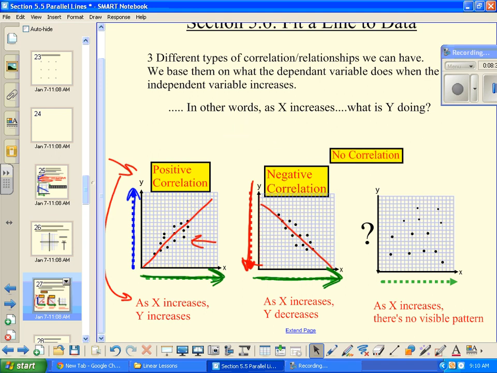Okay. And then we can have this as well, as you can see here. There can be no correlation, no visible pattern, as I've got written here in red.